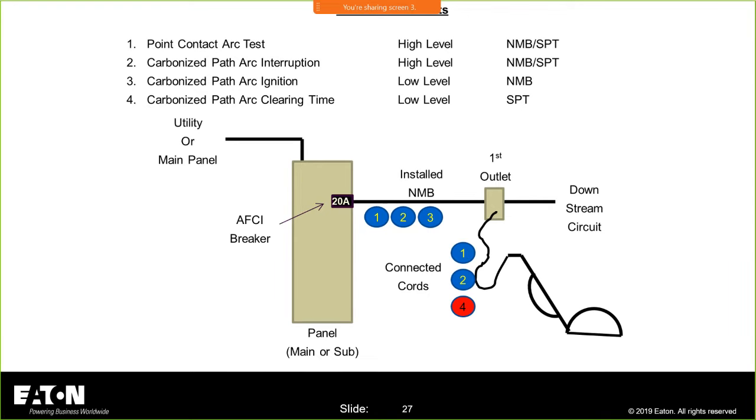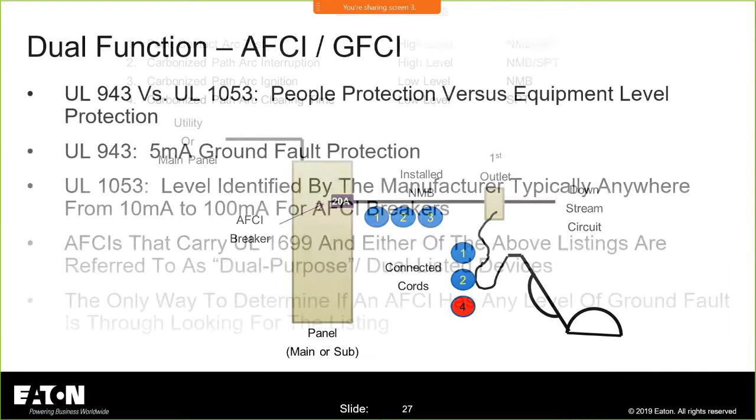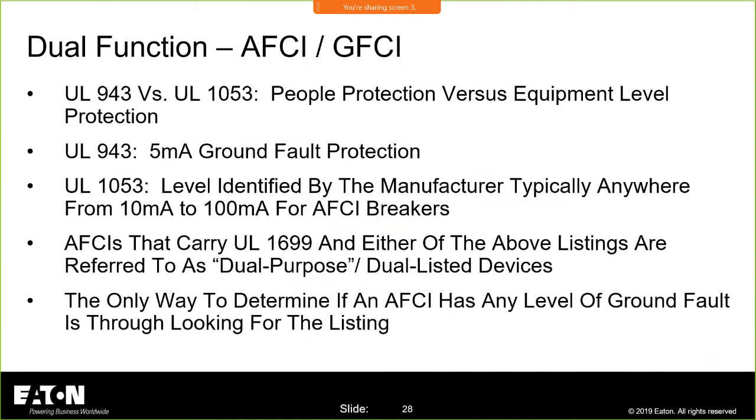Okay, so that's what you get. It's like a box of chocolates. Dual function. Remember, we talked about this already, so that's not the combination type. Combination type gets you series arc protection of an SPT2 cord when it's plugged into a receptacle. A dual function gets you AFCI, and again, that's dual purpose.